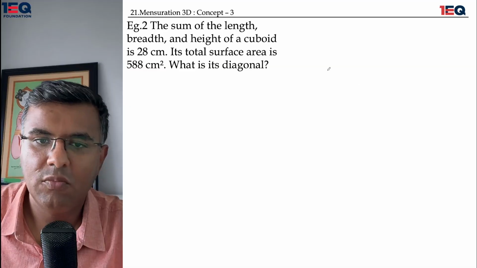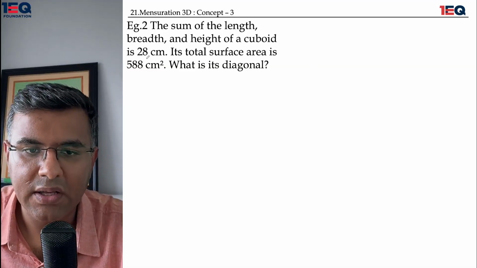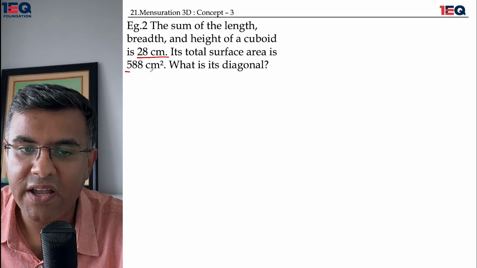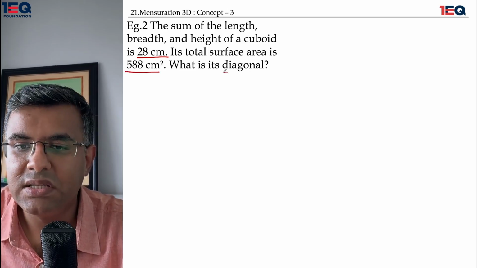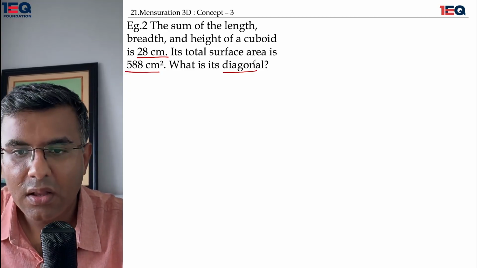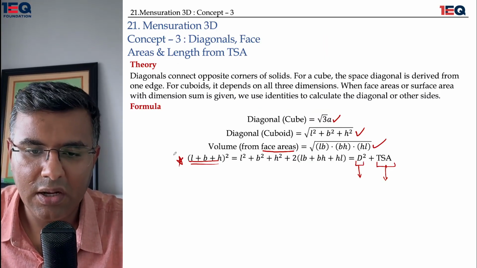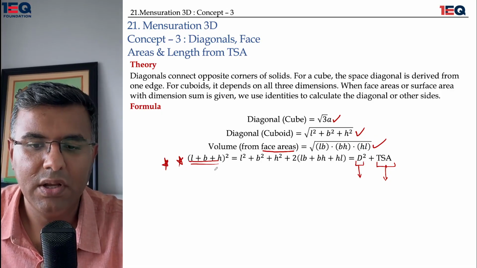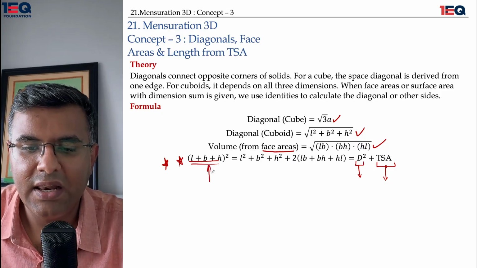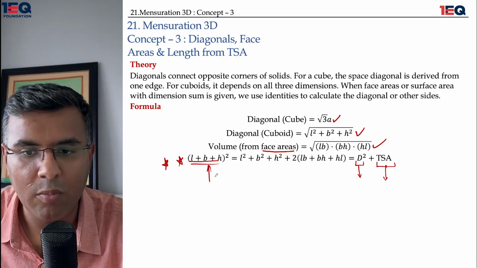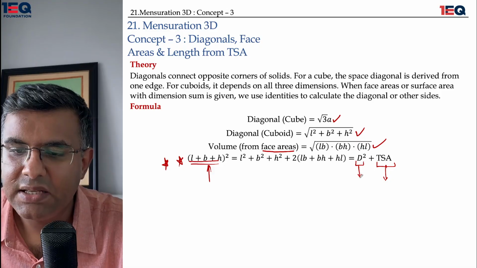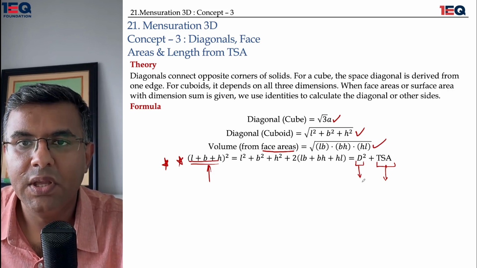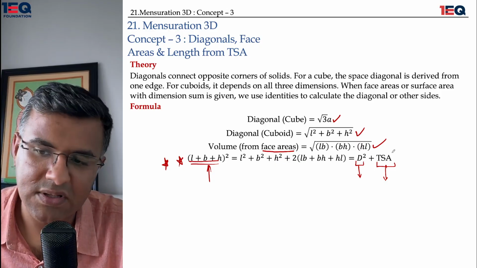Okay? Moving ahead, the sum of the length, breadth, and height of a cuboid is 28 centimeters. Its total surface area is 588 centimeters square. What is the length of its diagonal? The formula which I talked about over here, being an obscure formula, seems to have come in the examination once or twice. So from here, we can see that the sum of all the dimensions of a cuboid when squared up gives me the diagonal square plus the total surface area.